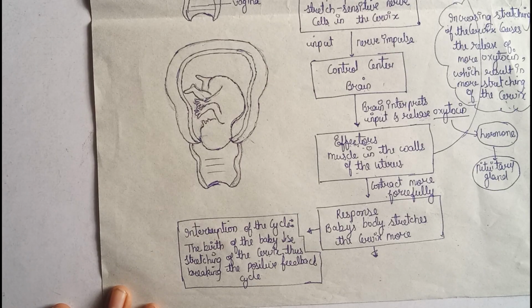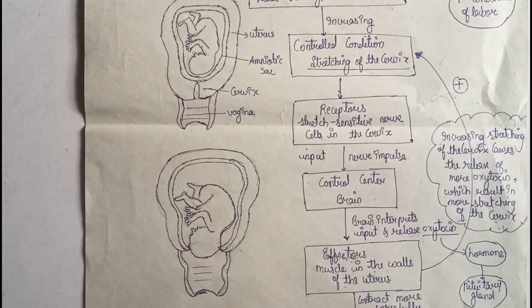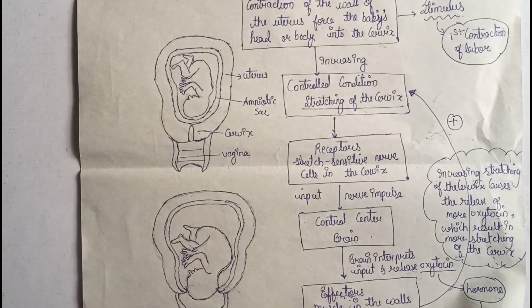At that time the baby moves out from the uterus through the vagina. This decreases the stretching of the cervix and thus breaks the positive feedback system. Okay, so that is the positive feedback system.